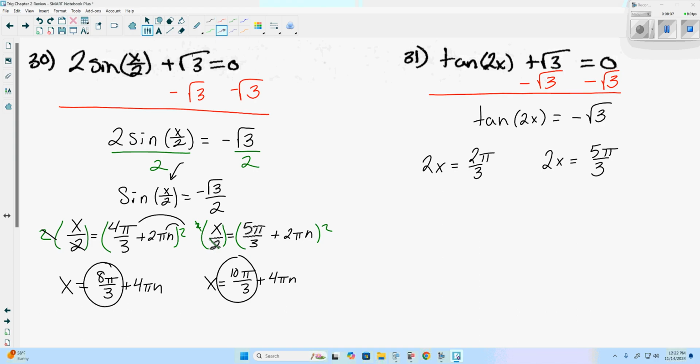I have a feeling, especially the answer key, we would divide both sides by 2 in both cases, telling us that x is equal to pi over 3, or x is equal to 5 pi over 6 are the two answers we get for it there.